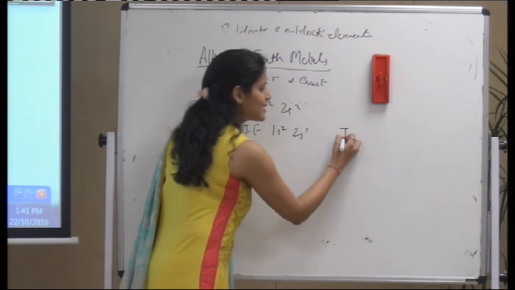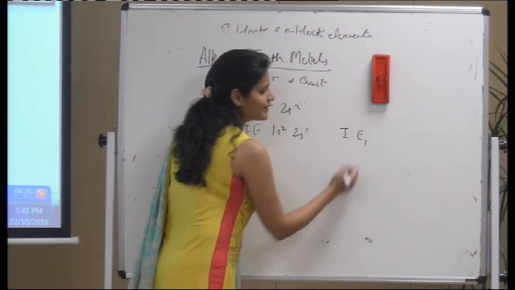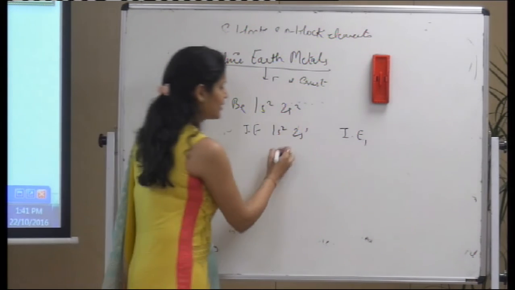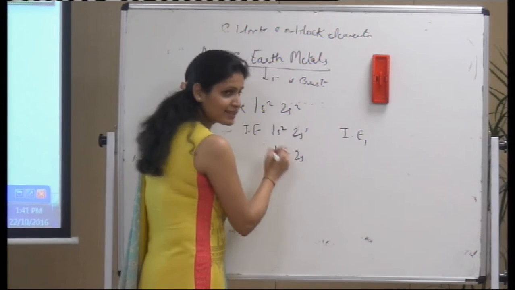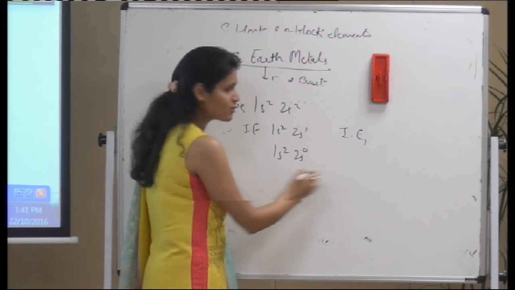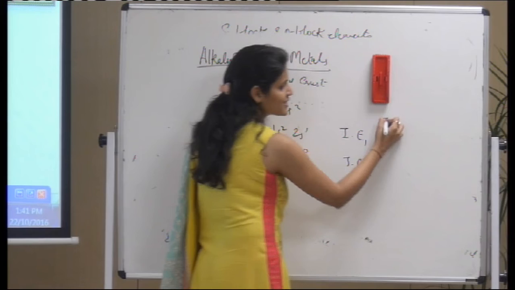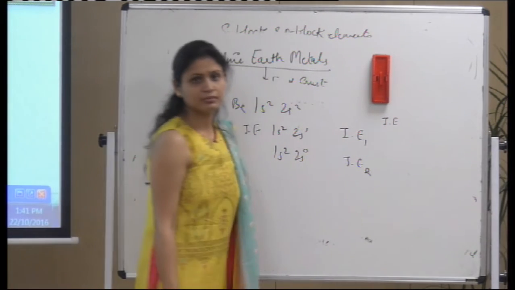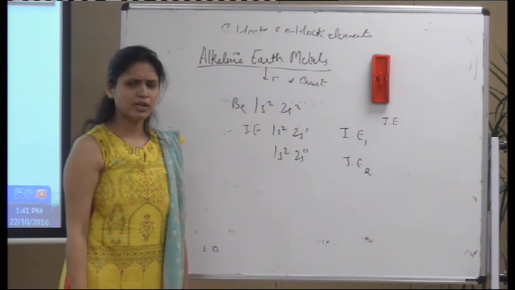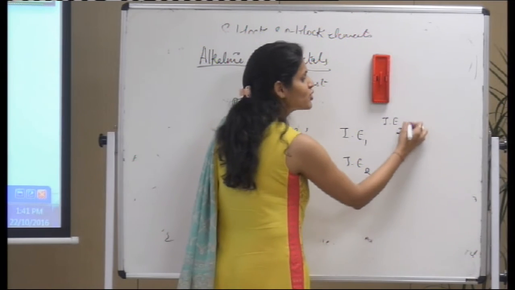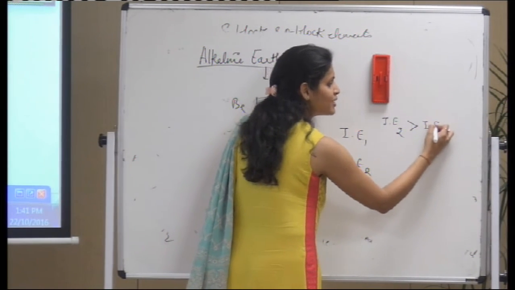There would be some ionization energy. I'm writing this as ionization energy 1. In another step, I would take out another electron to make it 1s2, 2s0. This would be ionization energy 2. So what do you think? Which ionization energy is greater, 1 or 2? Ionization energy 2 would be greater than ionization energy 1.